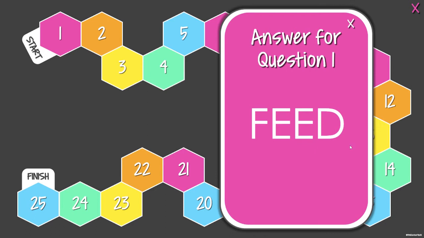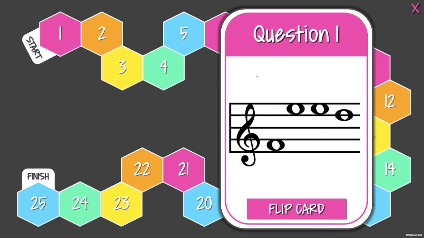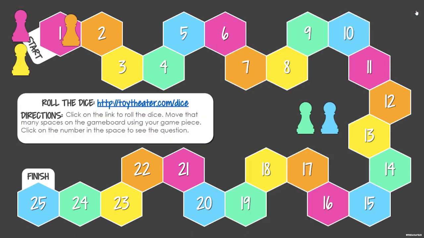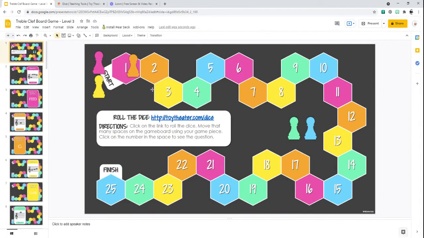In order to go back to the question, you can click the X in the top right corner of each card, and it will show you the question again. In order to return back to the playing board, you can always click the X in the top right corner of your screen. This will bring you back to the playing board. Remember, when the next person takes their turn, you'll want to exit present mode so that you can drag their token or their game piece along the board.